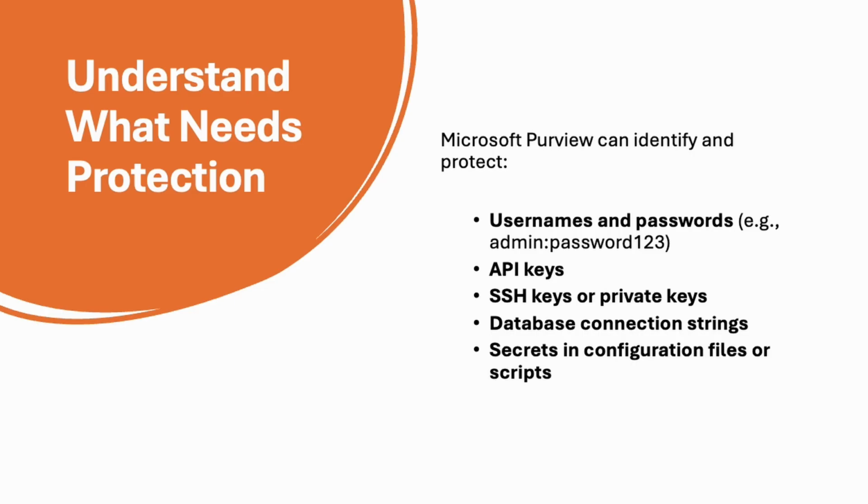So what needs to be protected? We know how important these usernames and passwords are. So in the current digital world, we must look for protection for our usernames and passwords, API keys, SSH keys or private keys, database connection strings, secrets in configuration files or scripts, and you may have other places where we are using our secrets and keys that must get protected.